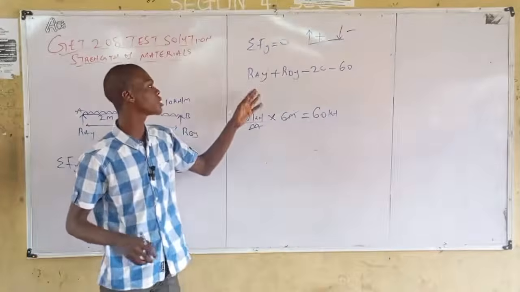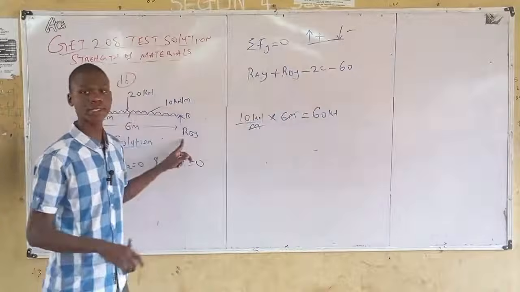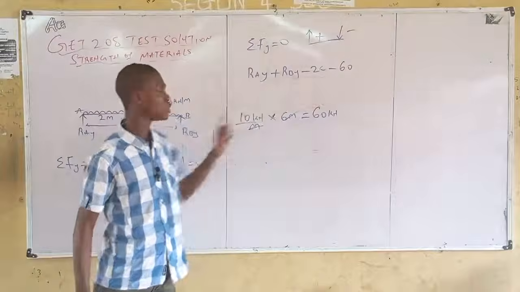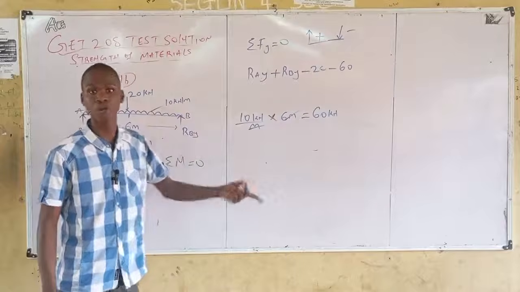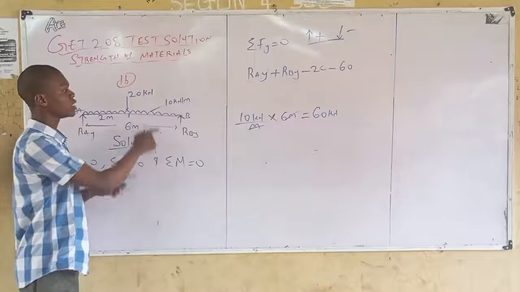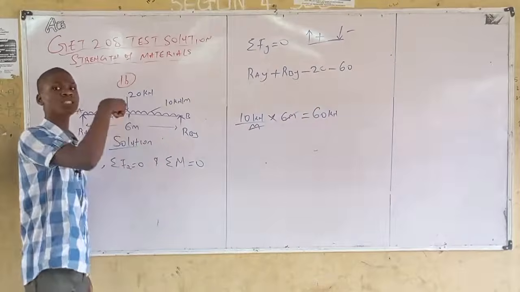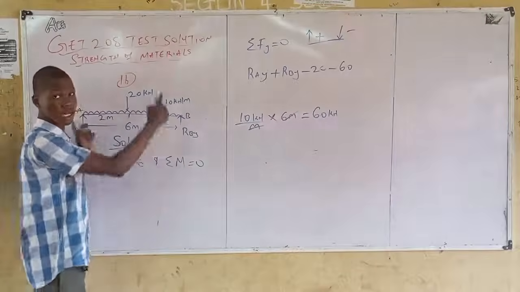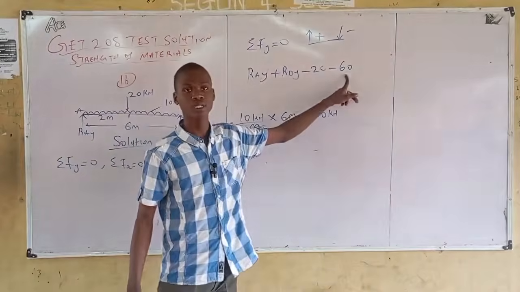Meaning, let me recap. We said RAY is positive. RBY is positive, right? 20 kilonewton is acting downward, minus 20. This U.D.L is also acting downward, but you converted it to a point load. Why am I converting to a point load? Because from the question, the U.D.L is in Newton per meter and not in the unit of force. So you have to put it in the unit of force. That's why you converted. And how do you convert? The intensity times the total distance it covered. And this is 60 kilonewton. And that's why we are having it here.